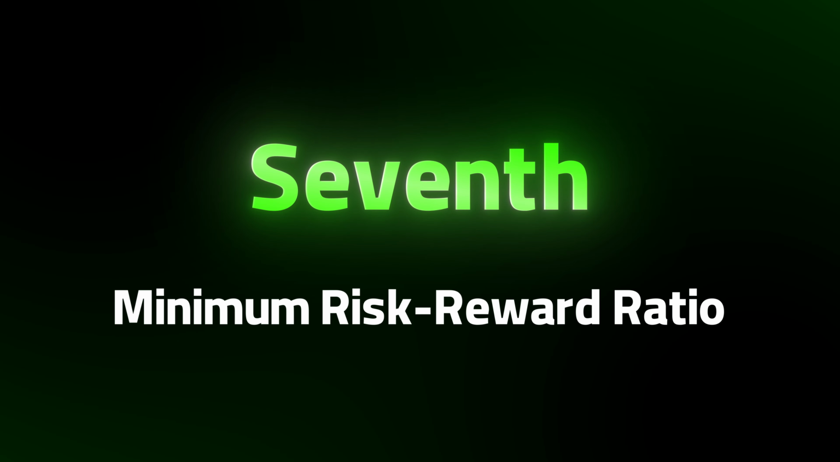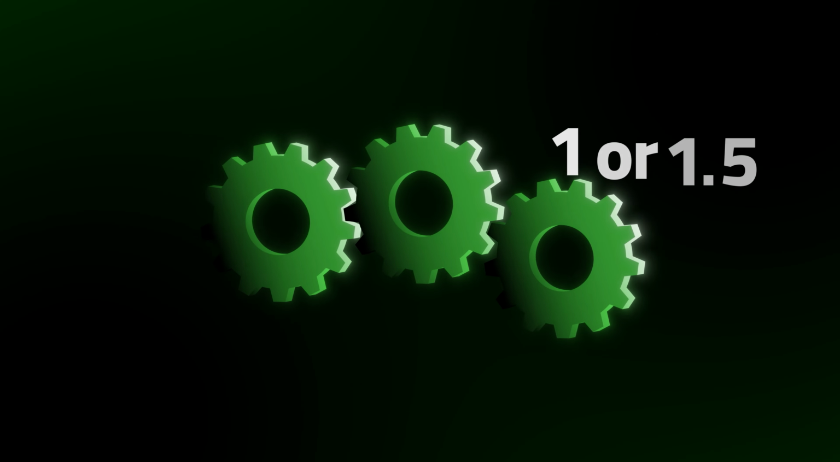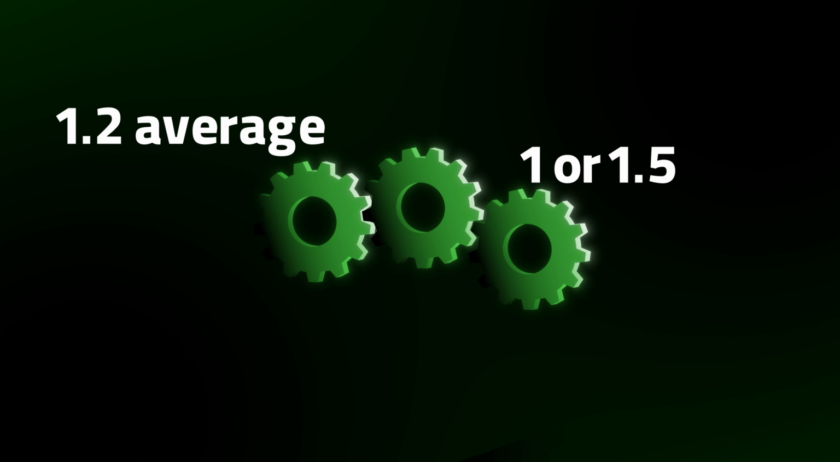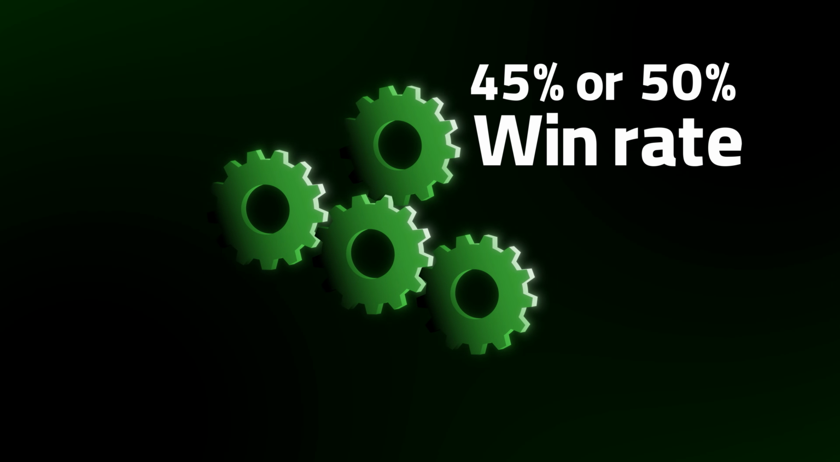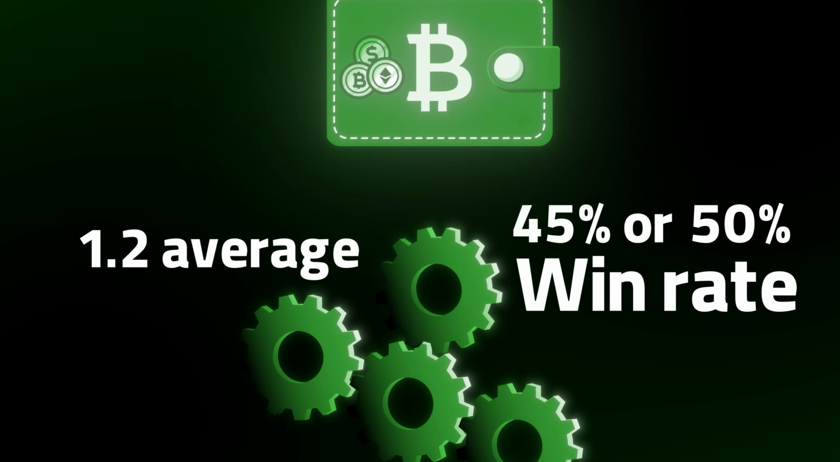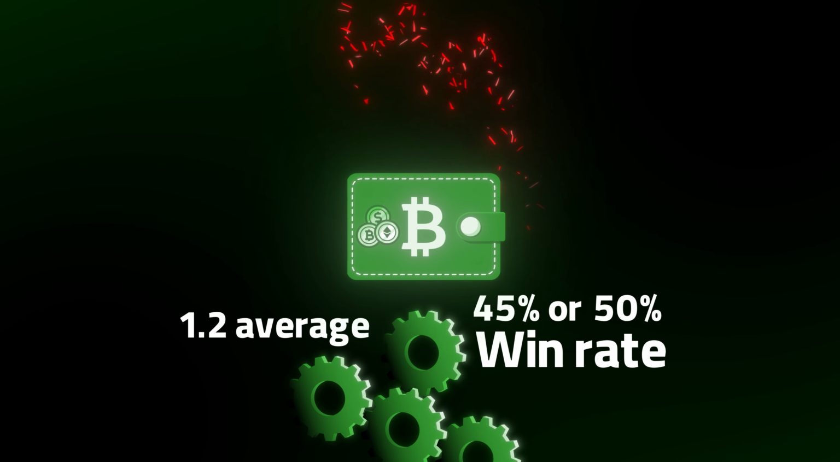As the 7th part, minimum risk-reward ratio. So skip setups below 1 to 1.5 and aim for an average of 1 to 2. With a 45 to 50% win rate at 1 to 2, your equity curve can withstand losing streaks.